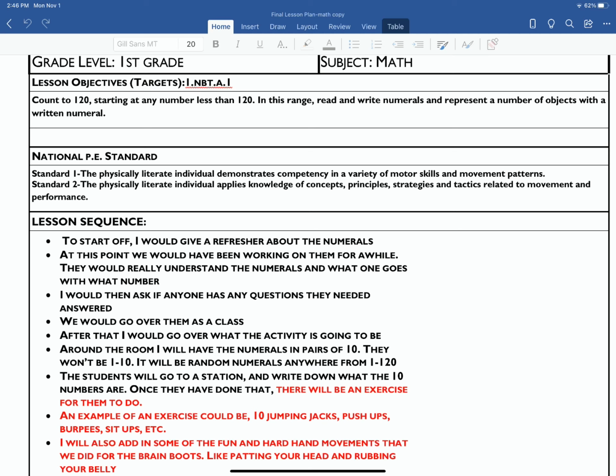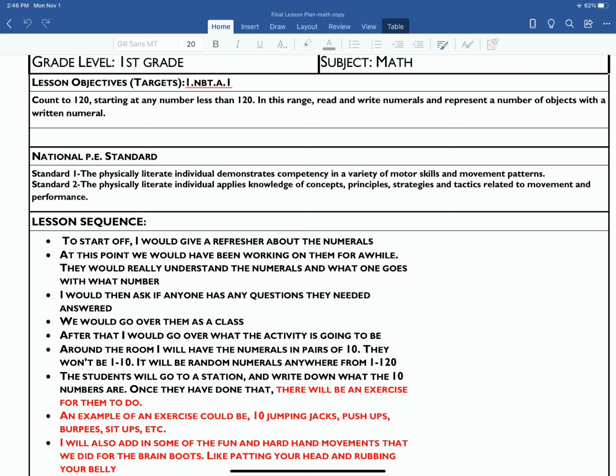Okay, so to start out, I chose first grade as my grade level. The subject that I chose was math. The lesson objective, or the Iowa standard that I chose, was count to 120, starting at any number less than 120. So, in this range, read and write numerals and represent a number of objects with a written numeral. And I only chose one standard.